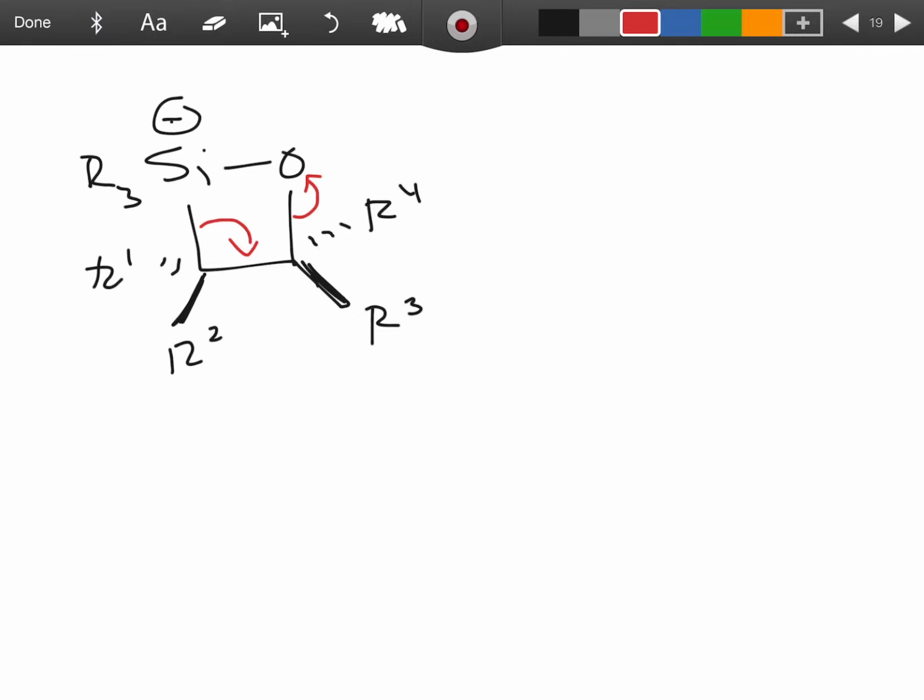And this is kind of like another one of those concerted pericyclic reactions where, since R2 and R3 are on the same side in the four-membered ring, there's no time for the structure to rotate at all. So R2 and R3 have to be on the same side of the product. So this is how, under basic conditions, we can get this product.